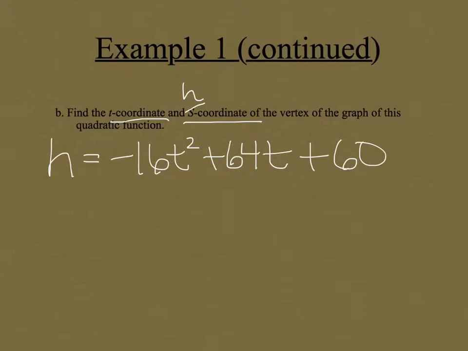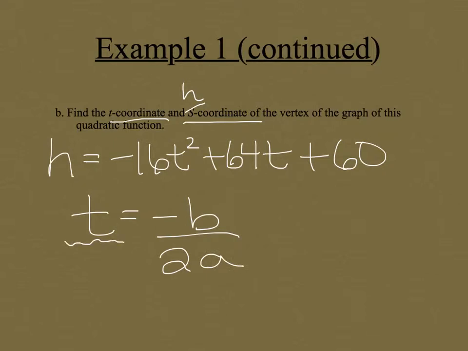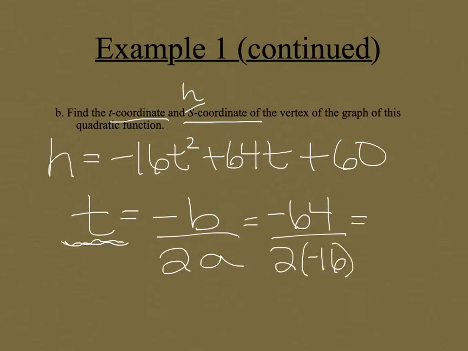And what I'm going to do is find the vertex by saying the x-coordinate, or in other words the t-coordinate, can be found by taking negative b divided by 2a. Normally I have an x in the position of t, but this time for the example given we're using t to represent x. So my t-coordinate in this case is the opposite of b divided by 2a. If I take the opposite of b, which is negative 64, divide by 2 times our a value, which is negative 16, I get negative 64 divided by negative 32, so time equals 2.